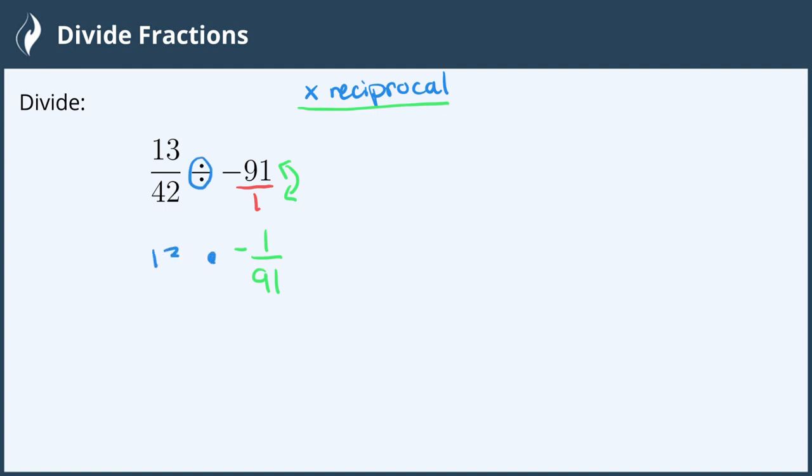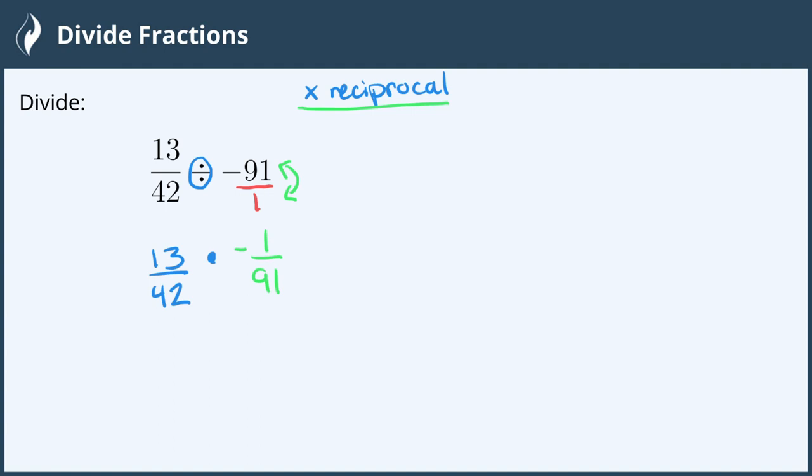So we really have 13/42 multiplied by -1/91. Now that we have it all set up, we can go ahead and multiply. But actually, I like to simplify first before I multiply. Some people like to go ahead and multiply the numerator times the numerator and get -13 over a large number. But instead of multiplying 42 times 91, I'm going to see if there's anything I can simplify in the numerators and the denominators.